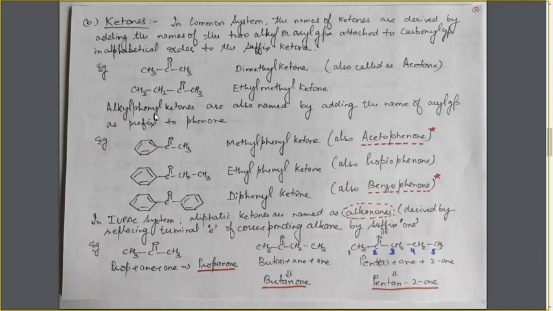Regarding the names of alkyl phenyl ketones, that is the ketones in which the C double bond O group has one alkyl group and one phenyl group, phenyl group means benzene ring. They are also named as phenones. That is, these alkyl phenyl ketones are named by adding the name of the acyl group as prefix to the phenone.